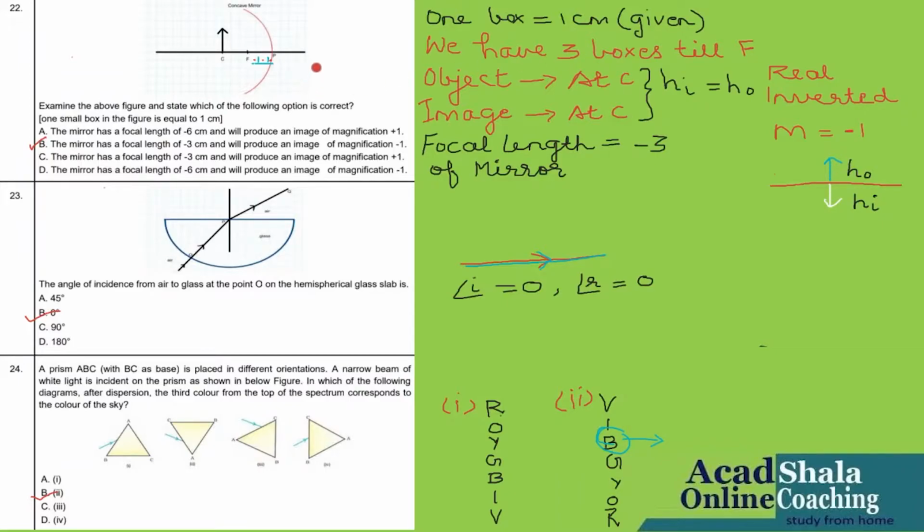And if you see, before the focus, how many boxes are there? There are 3. So if one box is equal to 1 centimeter, then 3 boxes will be 3 centimeters. Now we know that focal length is from the pole of the mirror towards the focus. So one box is 1 centimeter and therefore 3 boxes, 3 centimeters. And we also know that, according to the rule, we keep the object towards the left side of the mirror, that is the negative axis. That is why we have a minus sign. So I have written the focal length of the mirror as minus 3 centimeters.